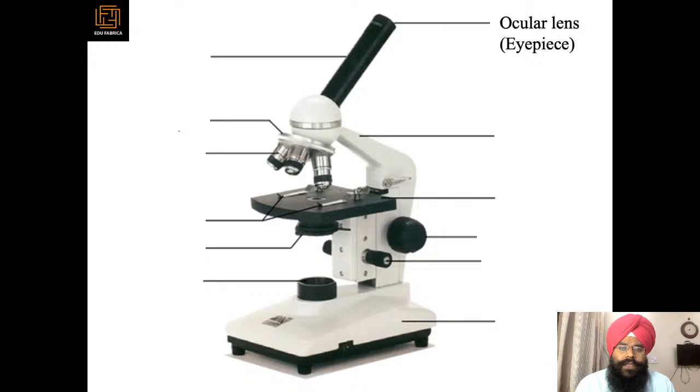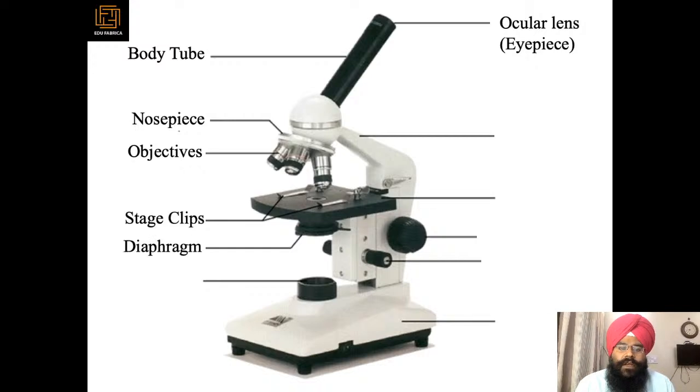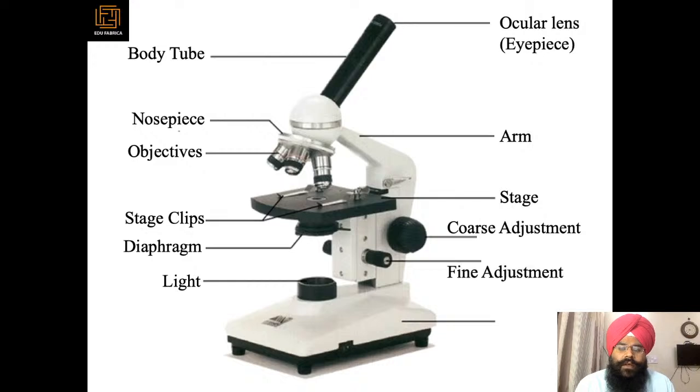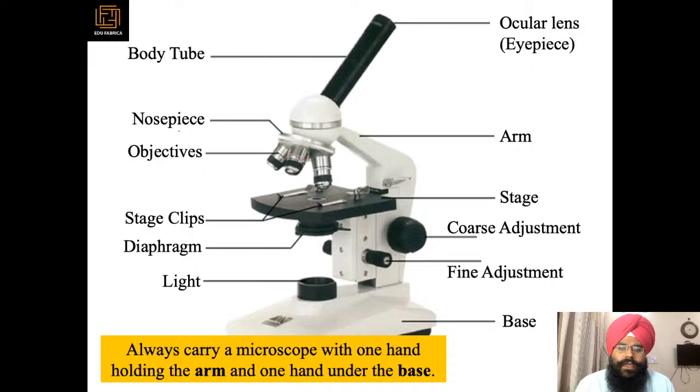Top is your ocular lens, then the body tube, then comes the nose piece, objective, stage clips, diaphragm, light, arm, stage, coarse adjustment, fine adjustment, then the base. So all this together makes a proper microscope.